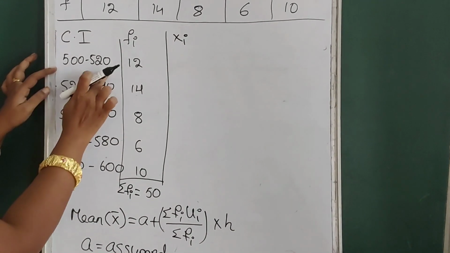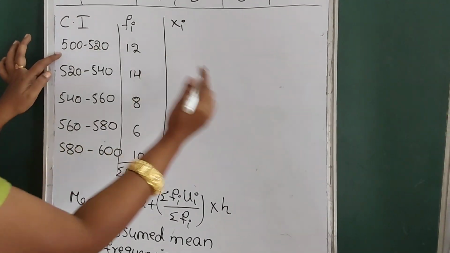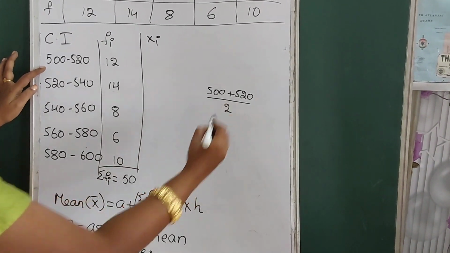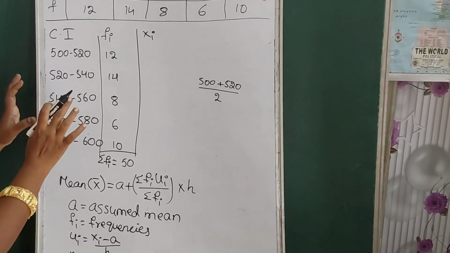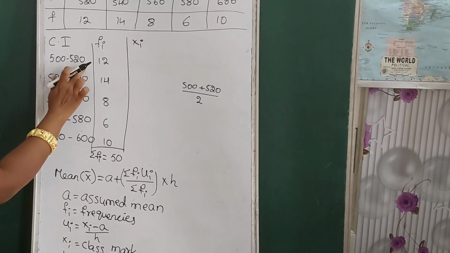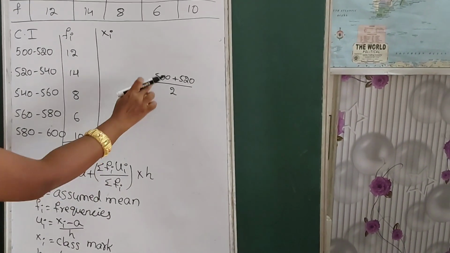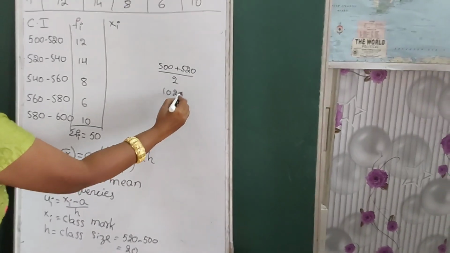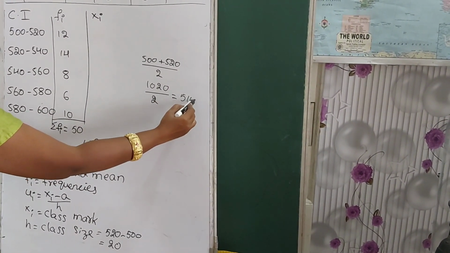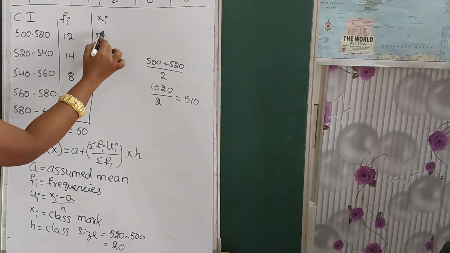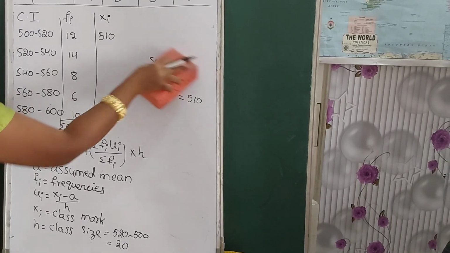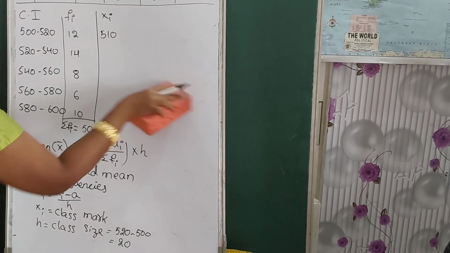So how to find out these mid values? Simply add lower limit and upper limit and divide by 2. If you know, it's okay, or else this is the formula to find the mid values. Adding lower limit and upper limit and dividing by 2. So if you add this, you will be getting 1020 by 2. And if you divide, you will be getting 510. So this is 510. If you know, you can directly write it 510. Or else this is the formula, upper limit plus lower limit divided by 2.